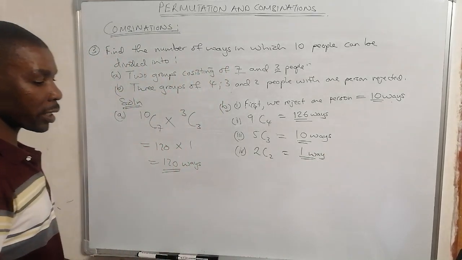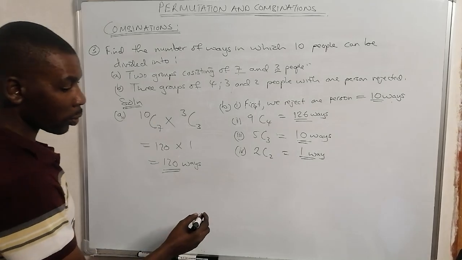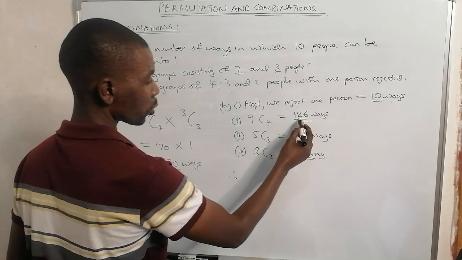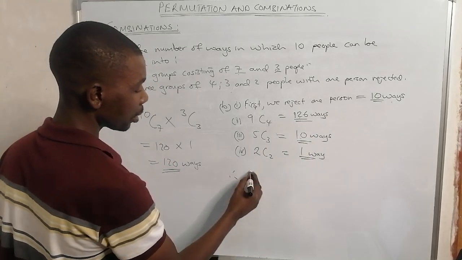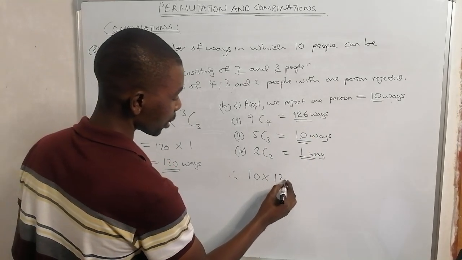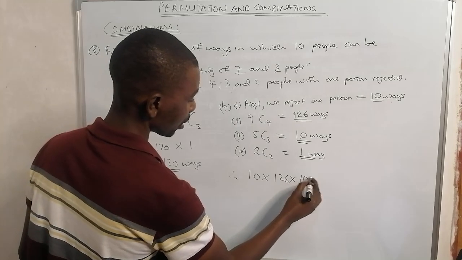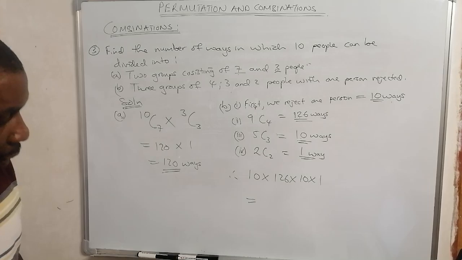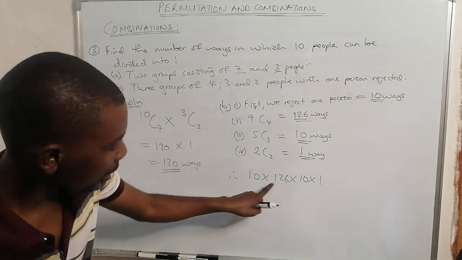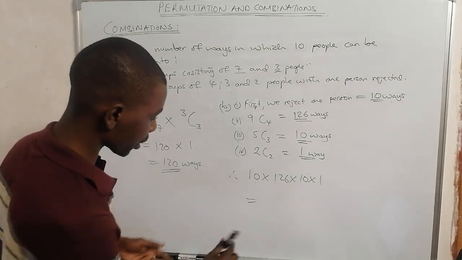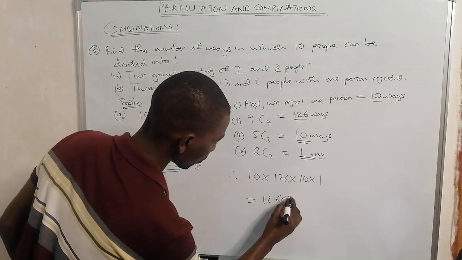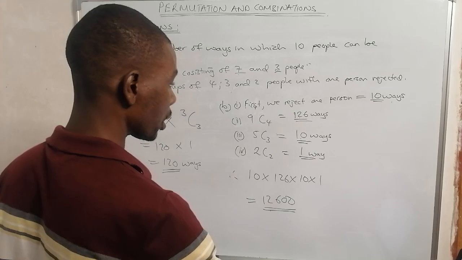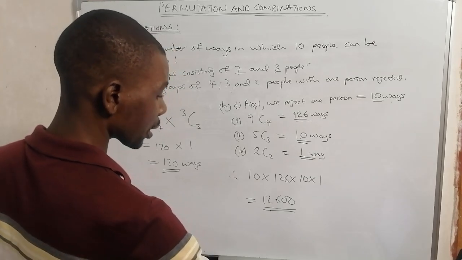Now, what are we going to do? We are going to multiply, hence the required answer: 10 ways times 126 times 10 times 1. And that will give us 126 and 2 zeros, which is 12,600. Right, so this is how we deal with combinations.